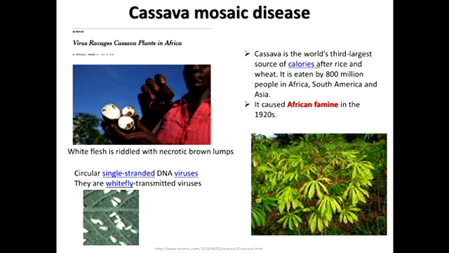And the cassava mosaic disease is a viral disease. We know that plant viruses are either DNA viruses or RNA viruses, but this is a single-strand DNA virus, and the vector of this virus is the whitefly. It has appeared as a famine in Africa since 1920. If you look at the symptom, the flesh of the cassava formed brown necrotic lumps and was secreting some toxic substance. That's why it's not possible to feed, and it caused that devastation.